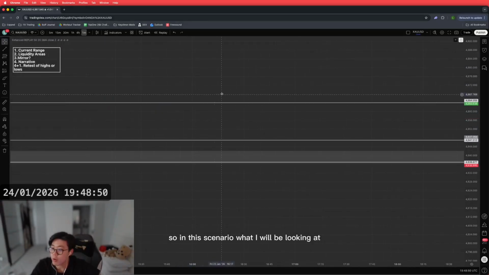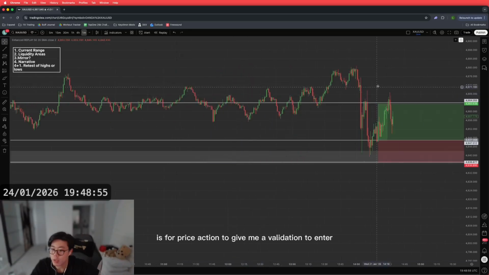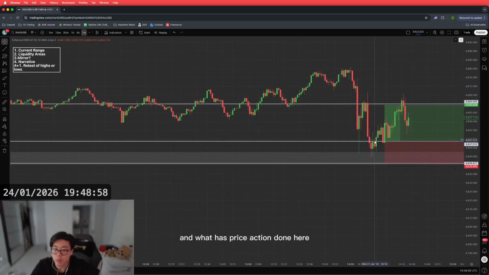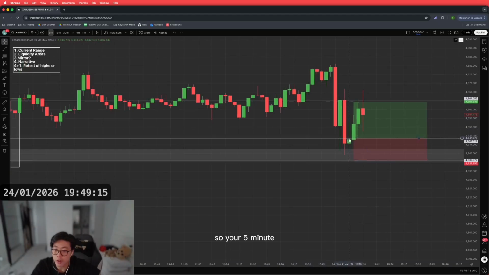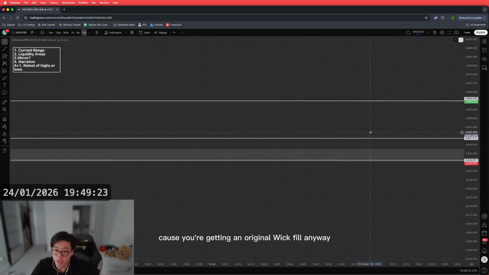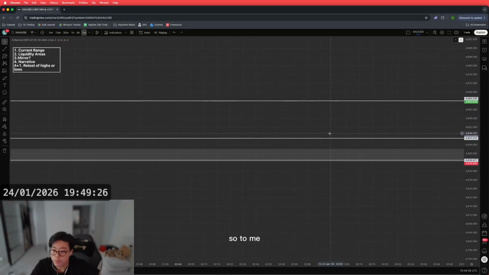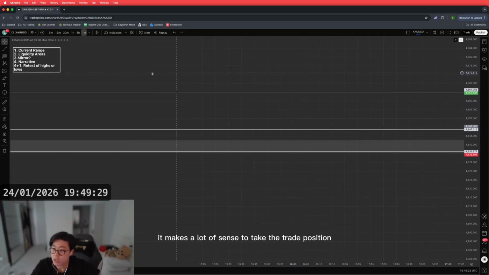So in this scenario, what I will be looking at is for price action to give me a validation to enter. And what has price action done here? You've opened up, you've closed respecting, price action pushes up, you've given me no bottom wick bearish candle closure on the 1 minute time frame. That is at 219. So that means your 220 candle you're expecting to push up. So your 5 minute has actually given you some form of reversal indication. So you'll be looking to execute your position here on the 1 minute time frame. Your 5 minute makes sense because you're getting an original wick fill anyway. So to me, it makes a lot of sense to take the trade position.